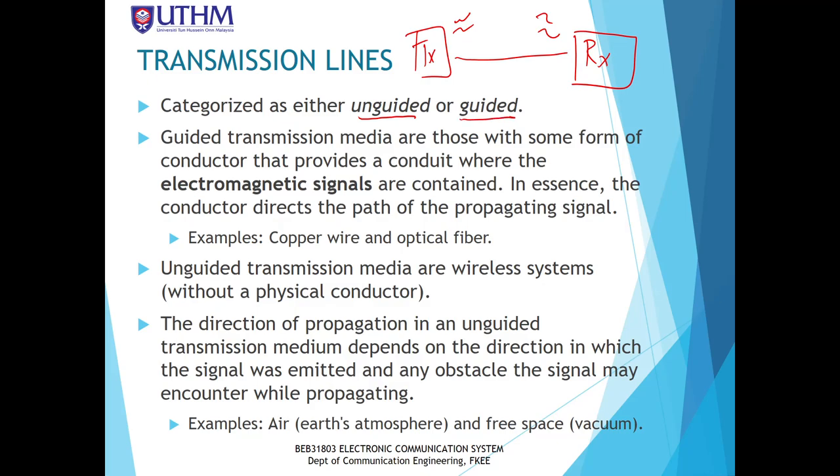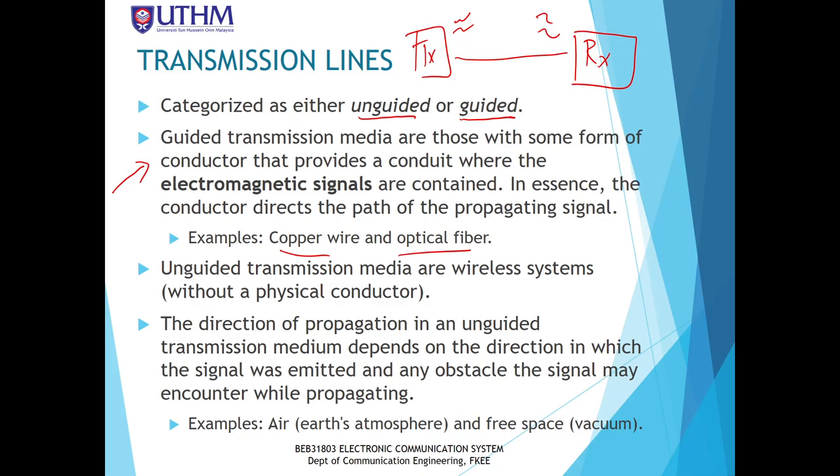For the first one, guided transmission media are those with some form of conductor that provides a conduit where the electromagnetic signals are contained. Examples are copper wire and optical fiber. So guided transmission media refers to wired transmission. Guided transmission media ini merujuk kepada wired transmission, menggunakan kabel yang menghubungkan antara transmitter dan juga receiver. The word guided means that the wave is guided from one place to another, so it will follow the wired cable.